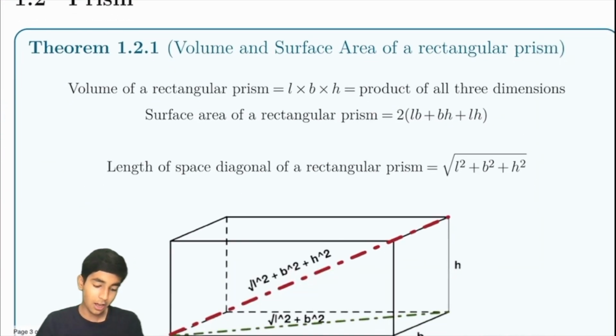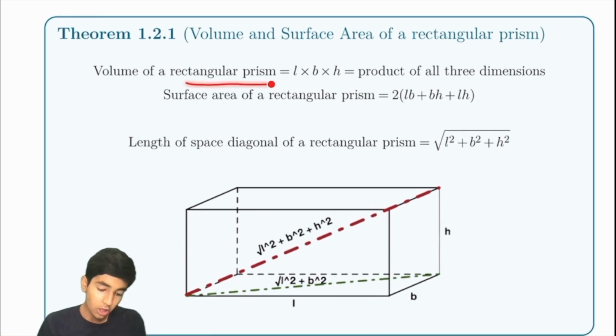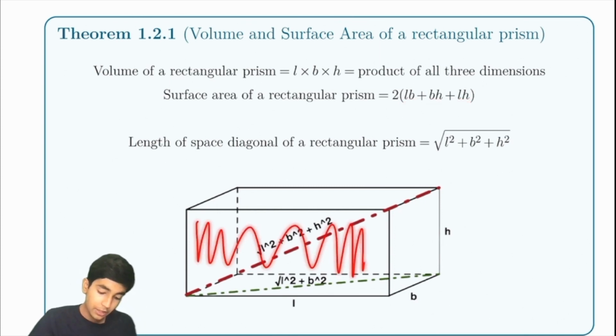Okay, now let's talk about prisms. The simplest prism is a rectangular prism. It's like this, as you can see. Like an elongated cube, I guess. So the volume is just length times base times height, of course, and the surface area is 2 times length times base, plus 2 times base times height, plus 2 times length times height. So basically, there are 2 of each of these faces, right?